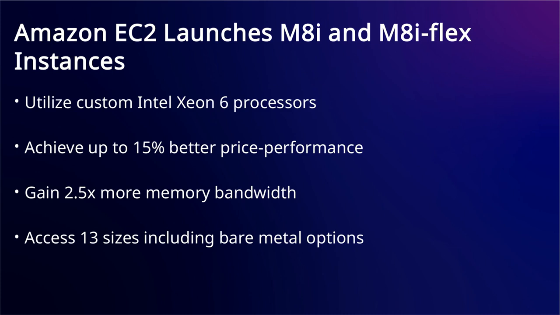AWS introduces new M8i and M8i Flex instances to address the need for improved performance and efficiency in general-purpose computing. These instances use custom Intel Xeon 6 processors to deliver enhanced capabilities. You can utilize these processors to achieve better performance across various workloads. The improved price-performance ratio allows you to optimize costs while maintaining high performance.